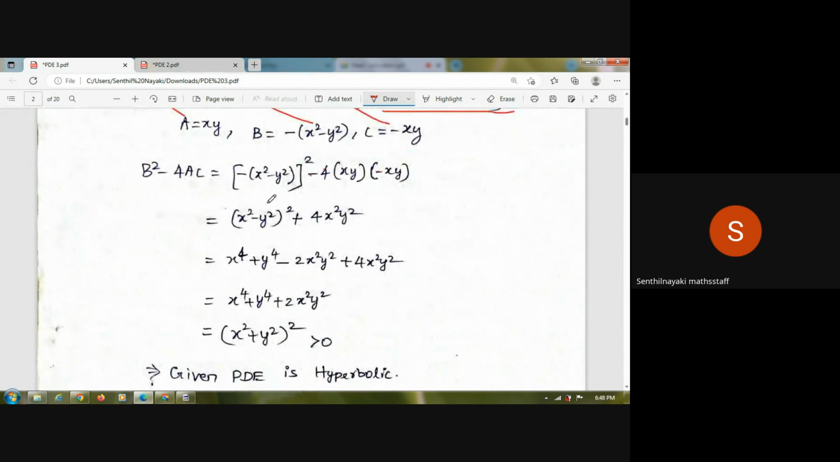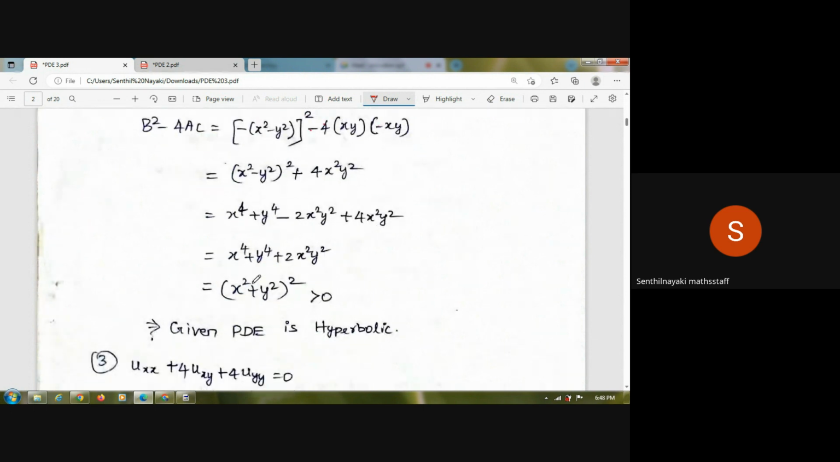Expand this by using the a minus b whole square formula, then we get x power 4 plus y power 4 minus 2ab, therefore 2x square y square, plus 4x square y square. Adding these two terms, minus 2 and plus 4 gives plus 2. Therefore x power 4 plus y power 4 plus 2x square y square. So we get x square plus y square the whole square.